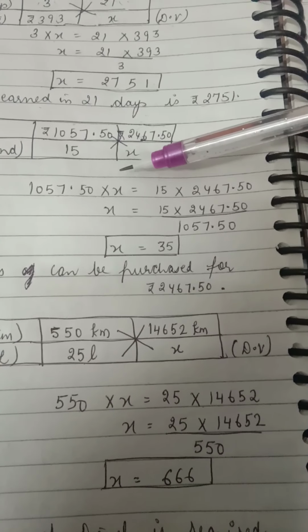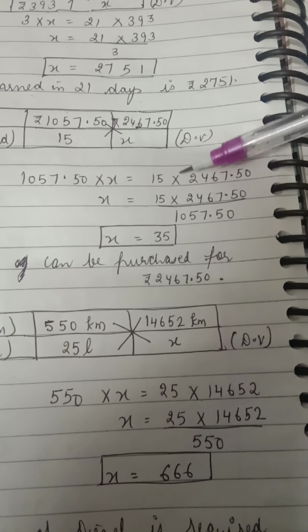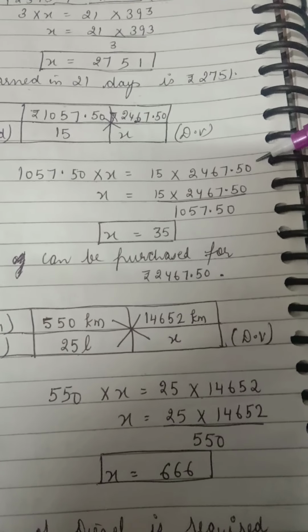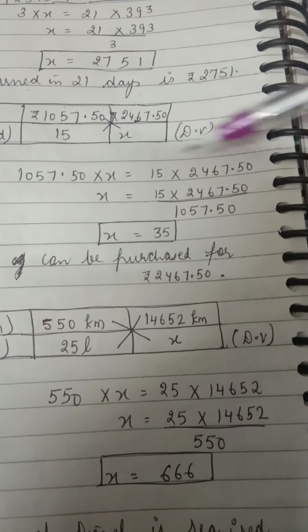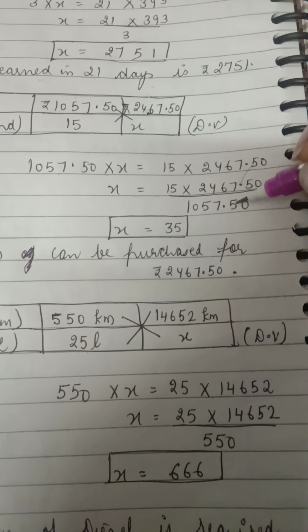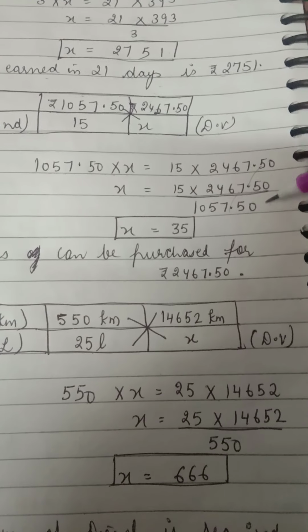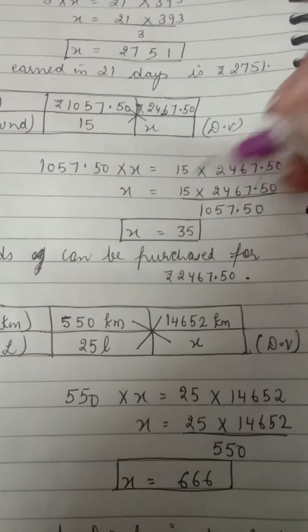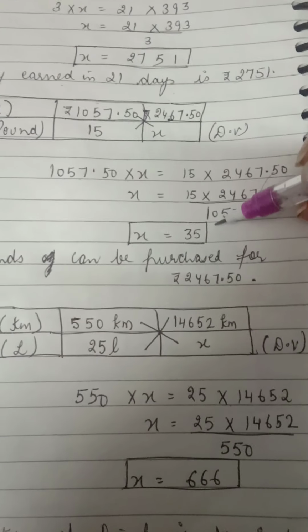Do the cross multiplication. 1057.50 into X is equal to 15 into 2467.50. Keep X here and whatever is with X, shift it to the other side. On cutting, first of all, you'll cancel the decimal because it's 2 digits and 2 digits, and then you do the cutting. Try to do the cutting with a pencil, beta. On cutting, the value of X is 35.